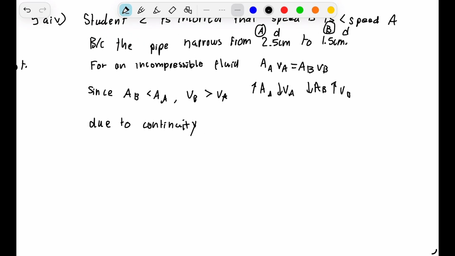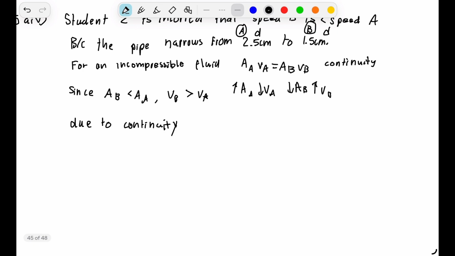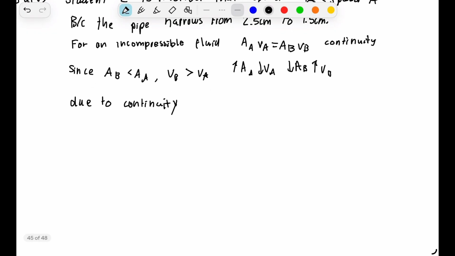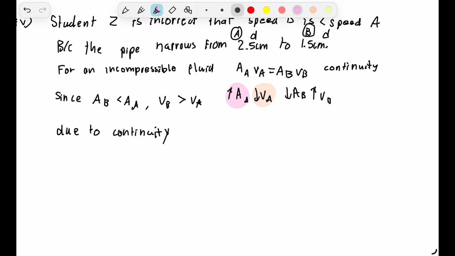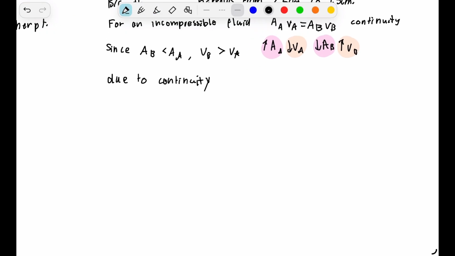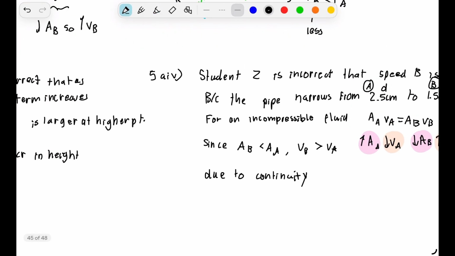And we know that for an incompressible fluid, we still have that continuity equation, which states that the area A times the volume flow rate A is equal to area B times volume flow rate B. So since we know that we are going to increase our area A, that means we have to decrease volume A. And on the other side, because we know we already decreased our area B, that means that we have to increase volume B. Or not volume, our velocity B. And that's because of our continuity equation. So that's those parts. Let's move on to part B.